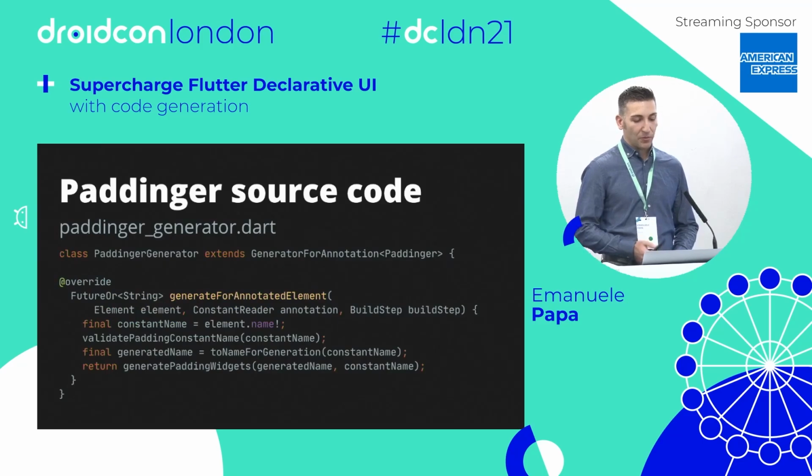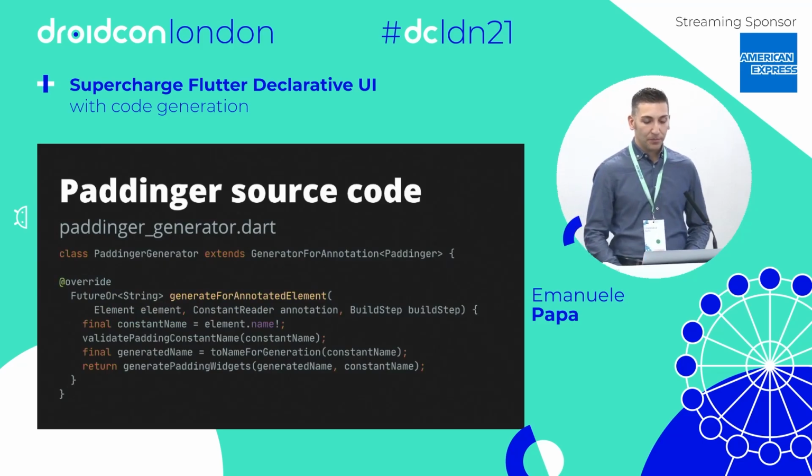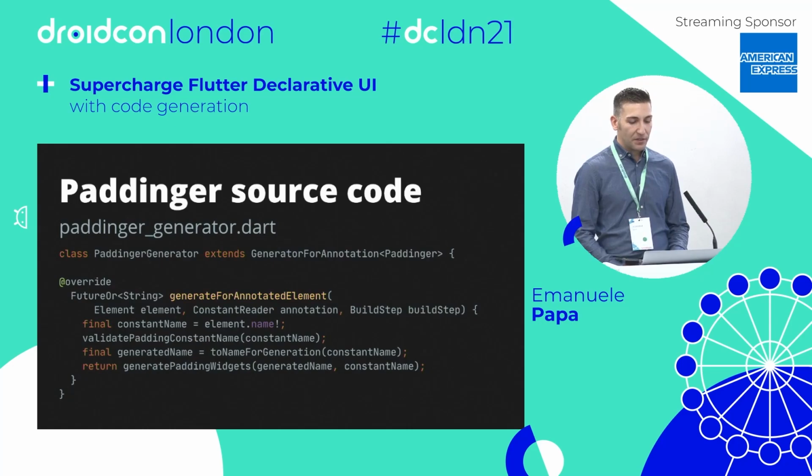This file, where we create the widgets, is this one, Paddinger generator. Paddinger generator is this class that extends GeneratorForAnnotation, having a generic type of Paddinger, which is the annotation we used before. And it has just one single method, generateForAnnotatedElement. This method will be called for each item, each variable, constant or whatever you annotated with @Paddinger. So in our example, we annotated padding medium and padding large, so this method will be called twice.